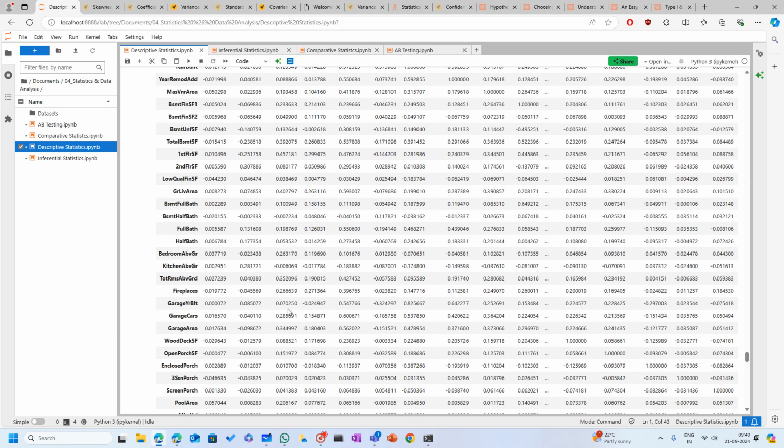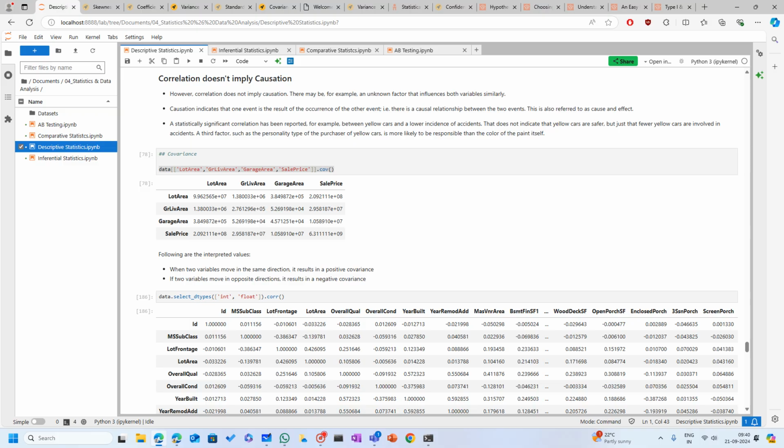There are three lines of explanation for covariance. Yeah, so here, the following are the interpreted values. When two variables move in the same direction, it results in positive covariance. And if the two variables are moving in the opposite direction, then that results in negative covariance. Yes. Now here we consider two variables which are having like minus 59,000, so they are moving in the opposite direction necessarily.